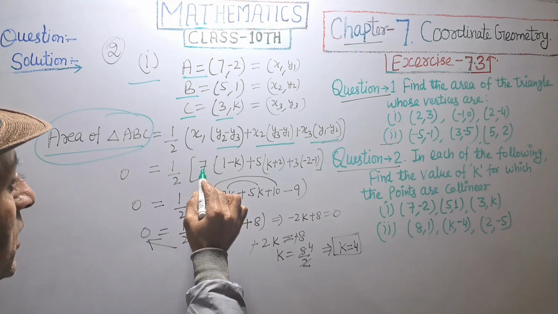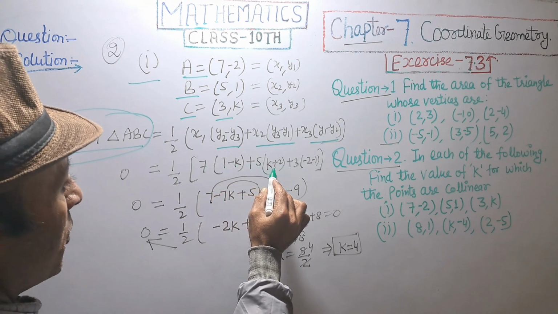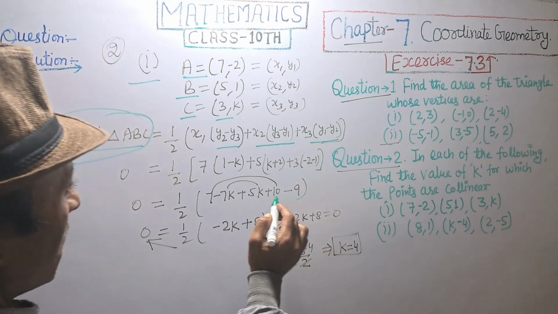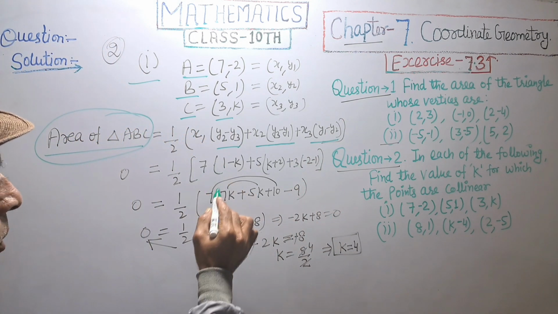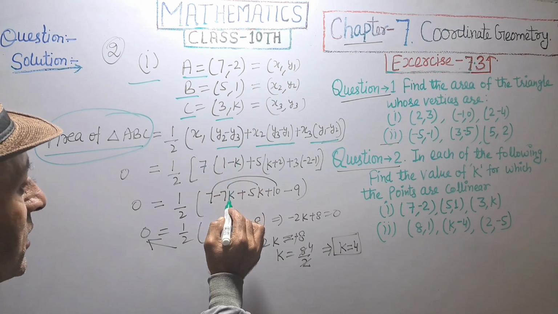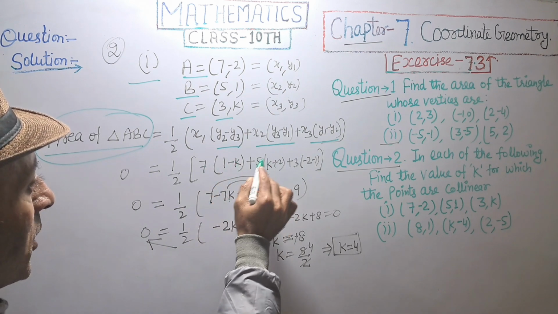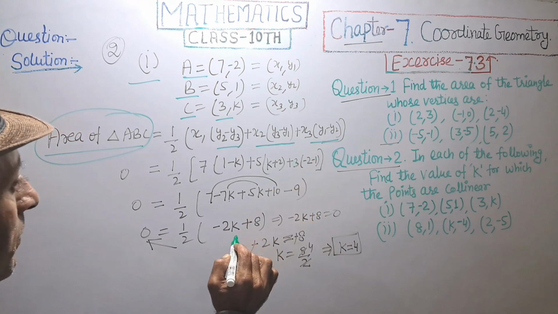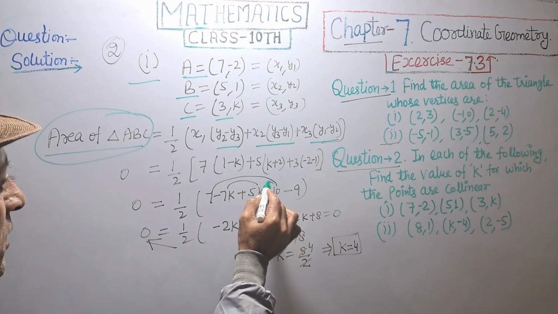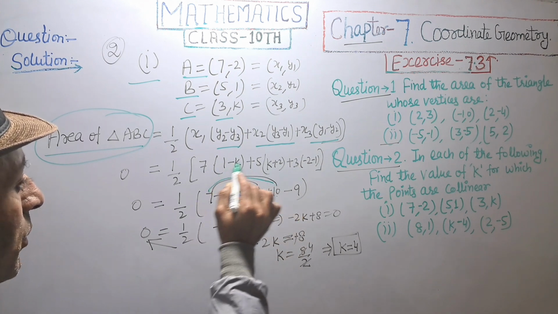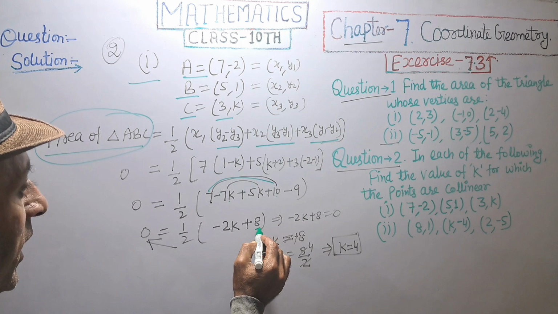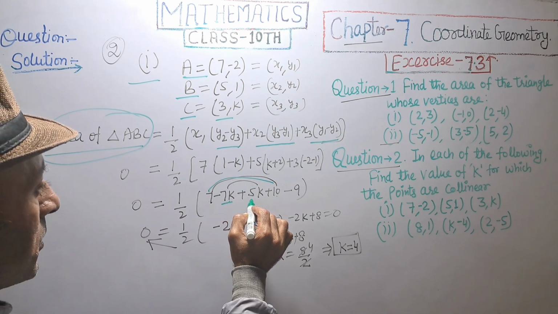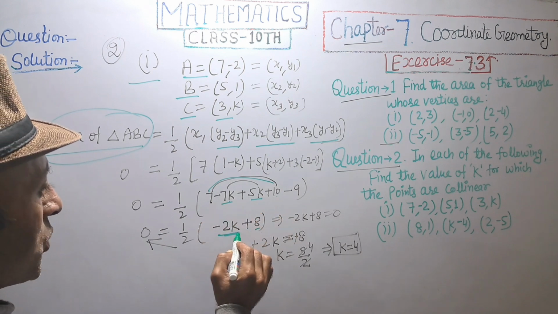Half into 7 into 1 minus k plus 5 into k plus 2 plus 3 into minus 2 minus 1. 7 multiplied by 1 is 7. 7 multiplied by k is 7k. 5k plus 5 2s are 10 minus 3 3s are minus 9. So 10 plus 7 is equal to 17, and 17 minus 9 is equal to 8. 7k plus 5k minus 7k, that is minus 2k.